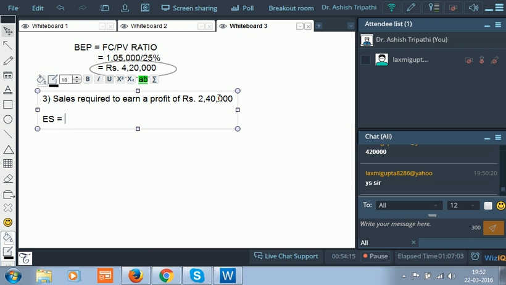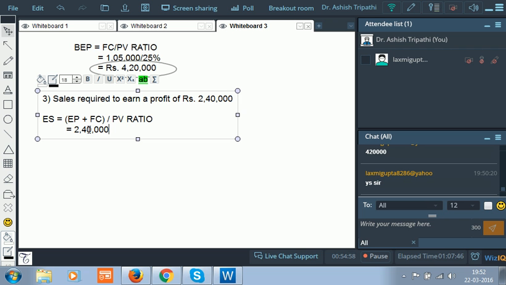Expected sales is equal to, एग्जाम में short forms allowed नहीं है, you will have to write full form, otherwise you will lose your marks. Right now we are using short forms like ES. ES means expected sales, but exams में you will have to use full form. Please इसको ध्यान में रखना, exams में always full form, no short forms are allowed. Okay, so expected sales is equal to expected profit, or you can say desired profit plus fixed cost upon PV ratio. So we'll have to solve this. So this is the equation that we have. Now let us try to solve.